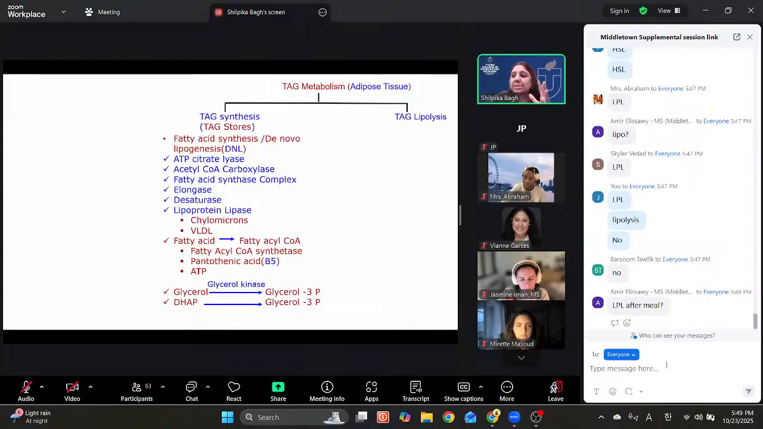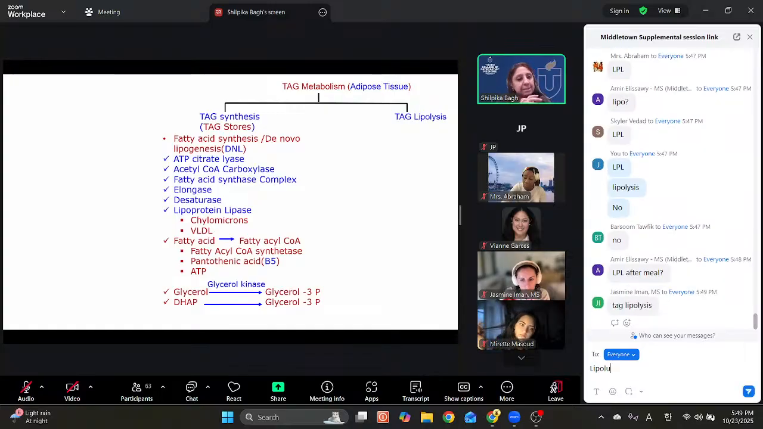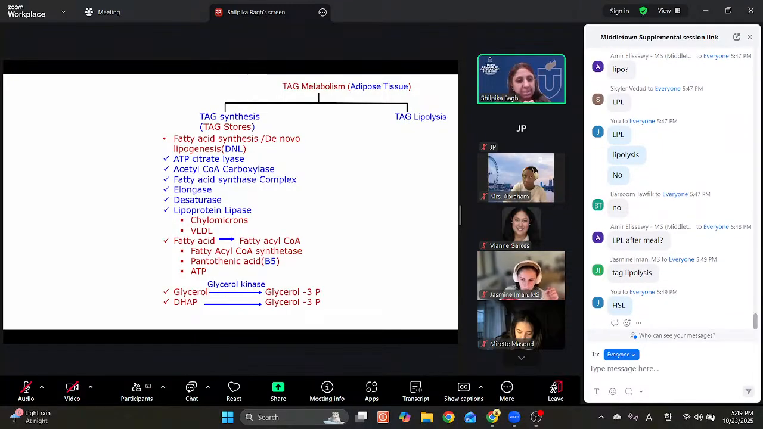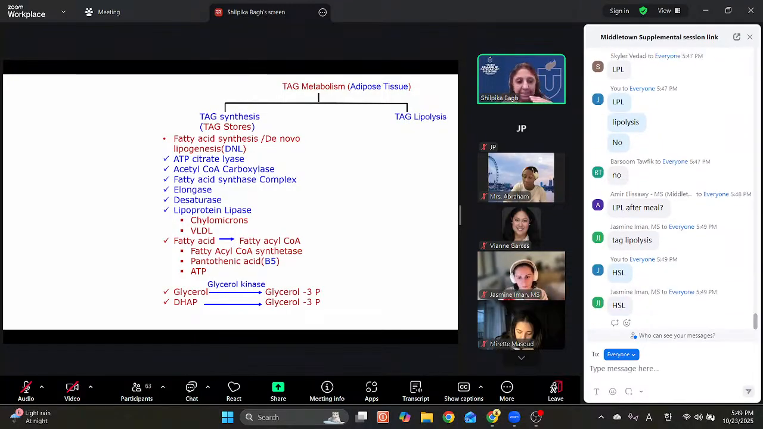Compare and contrast TAG synthesis versus TAG lipolysis. Which one is a low insulin pathway? TAG synthesis or TAG lipolysis? Lipolysis. What is the major enzyme for TAG lipolysis? Which enzyme digests TAGs in the adipose tissue? HSL. So know the key enzyme, know the key pathway, know the state, right?